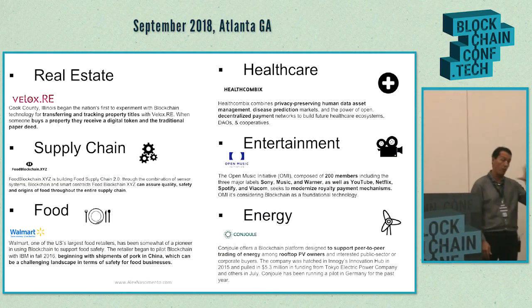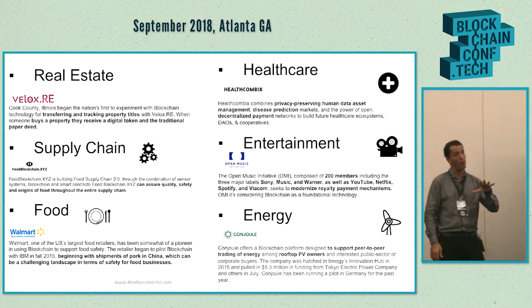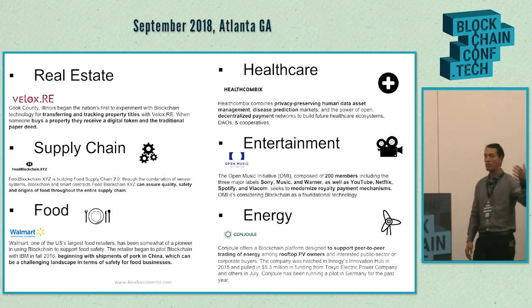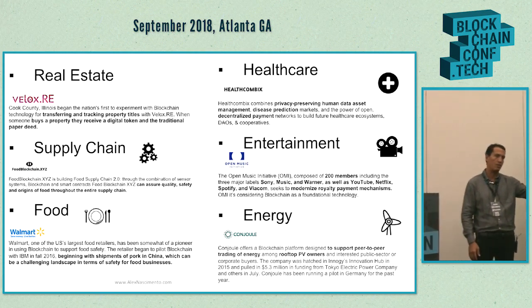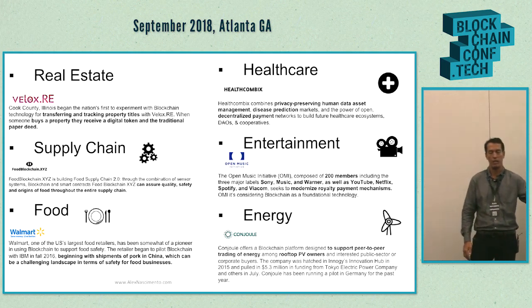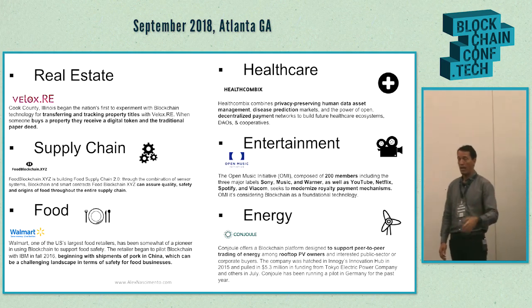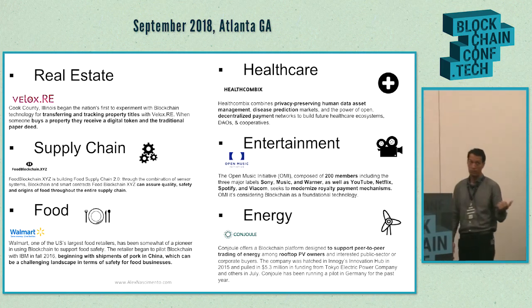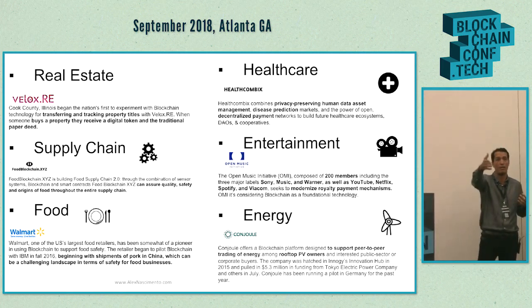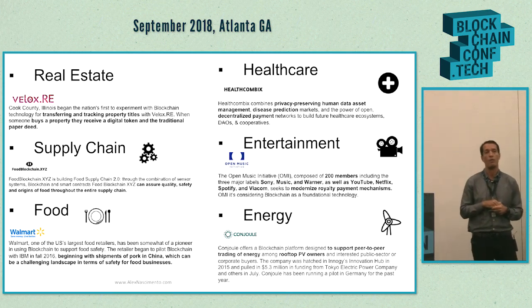So here are a couple of real examples, right? I just went over the use cases. What could we do? But here are some real examples. So Velux RE is already doing this in Chicago, where they're storing on the blockchain the deeds and the titles of property, so that you could sell your house and pass it over to the next buyer without going through an escrow account.